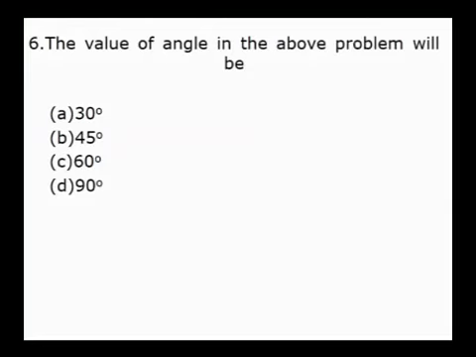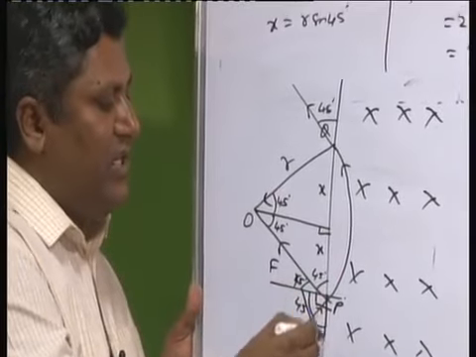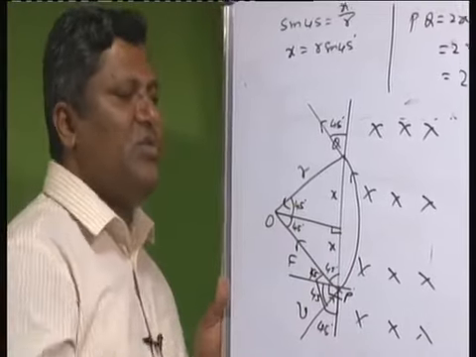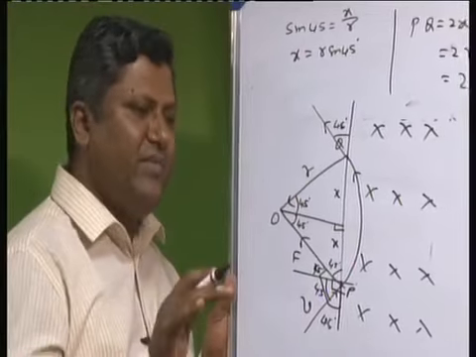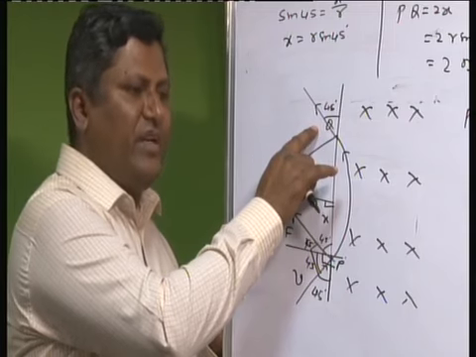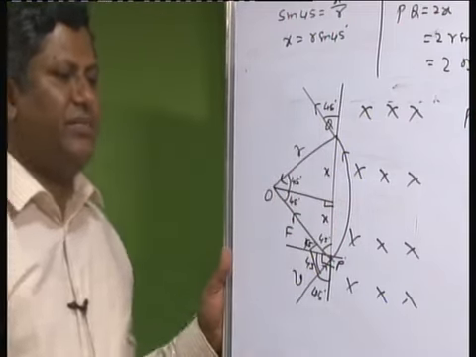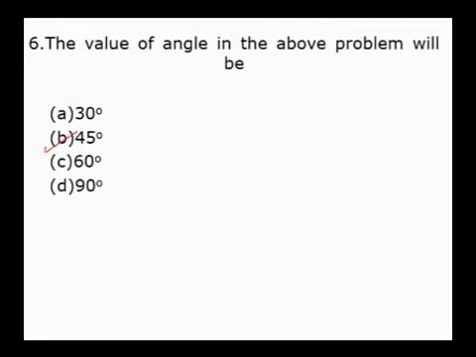Question number 6. As I said, whenever a charged particle enters the magnetic field at a certain angle with respect to this line, it always comes out of the magnetic field at the same angle. Therefore, when it enters with an angle of 45 degrees, it comes out of the magnetic field at 45 degrees only. Hence, the second option is correct. Okay. Now we'll move to the next question.